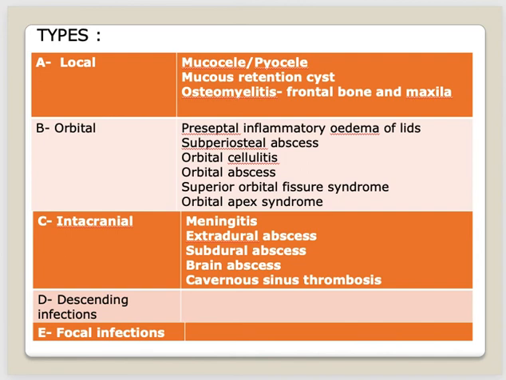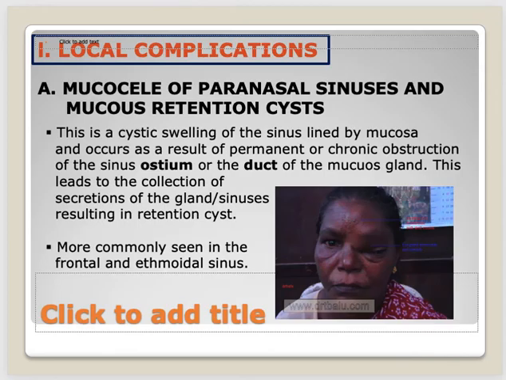So we classify the complications as local, orbital, intracranial, descending infections, as well as focal infections. In local infections, you can see over here, a mucocele or mucopyocele can form. Of course, not so common, but you can see over here the mucus.